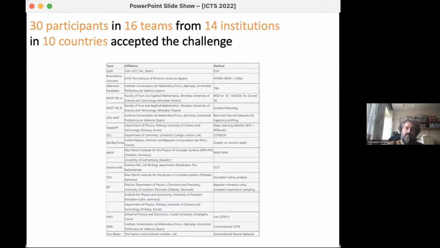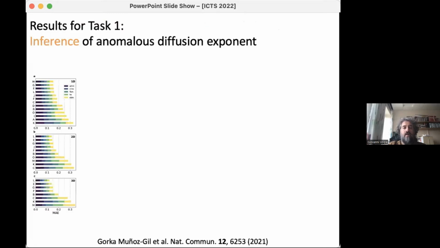Okay, so how many participants did we get? As I said, we were in a sense lucky because many people were stuck at home. So we had lots of participants, with 30 participants in 16 teams from 14 different institutions in 10 different countries, which is a lot for a challenge in its first edition. Here, I don't expect you to read this, but here you see the team name, the affiliations, and the method that they employed. You don't really need to read it, but just to give you an impression of the wide participation we had.